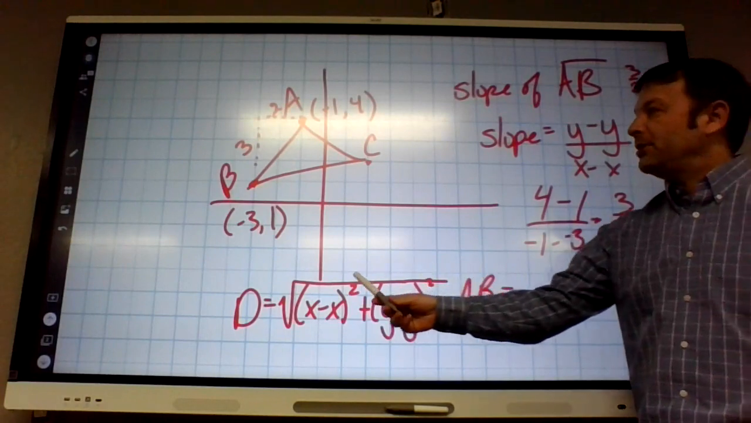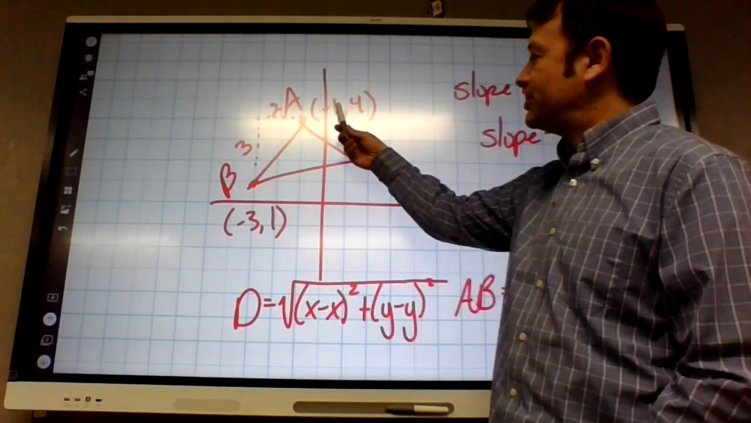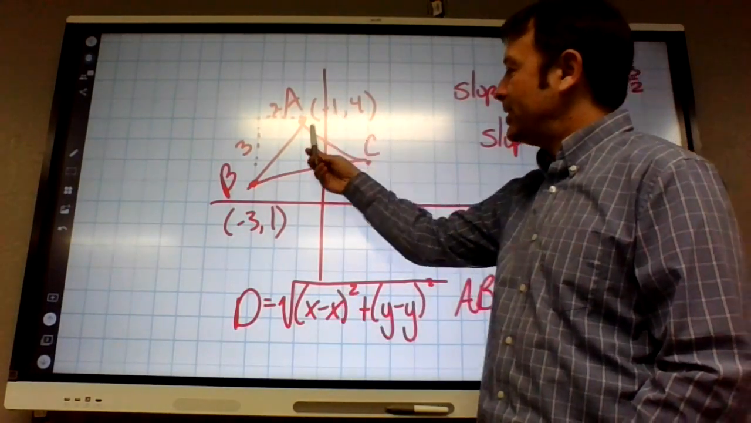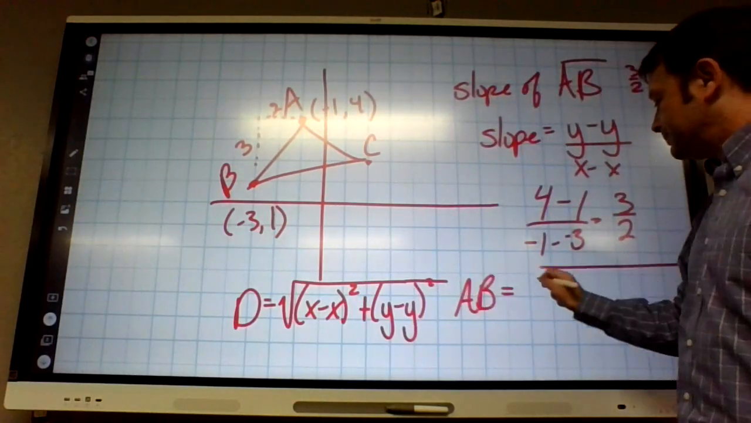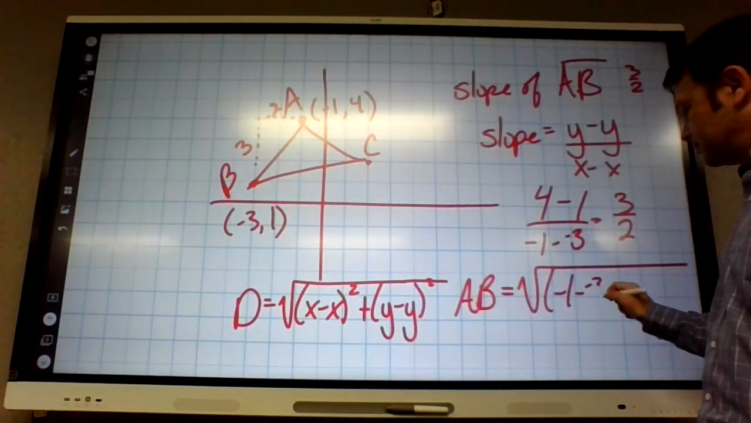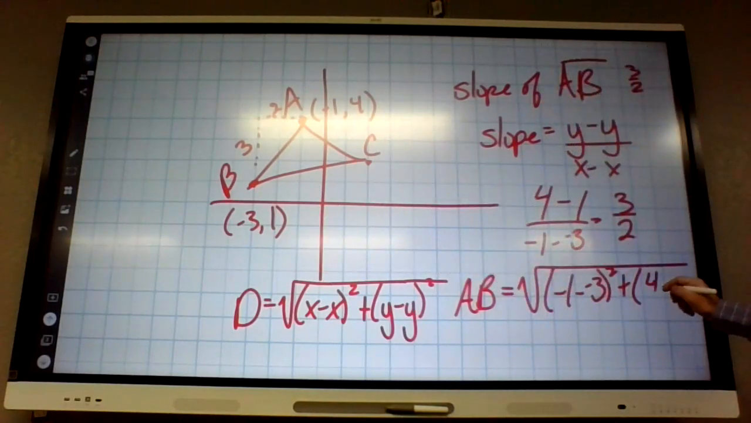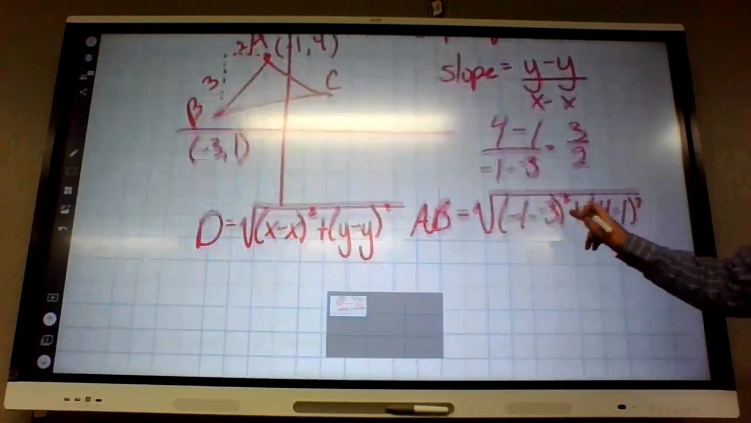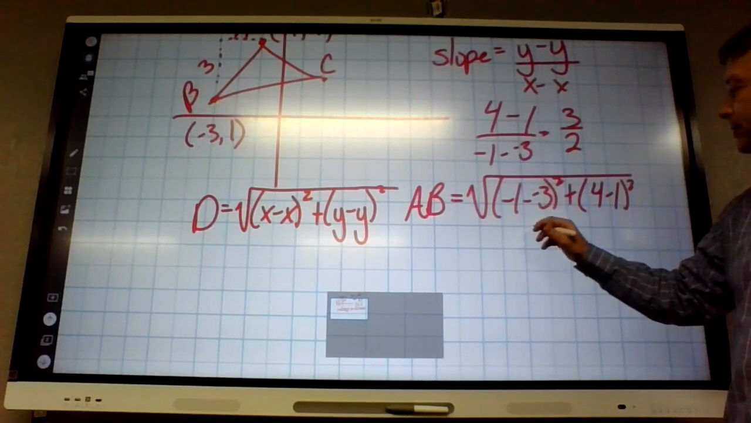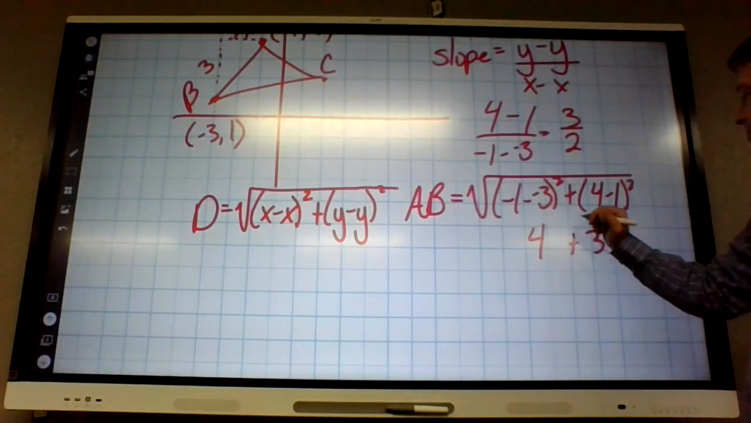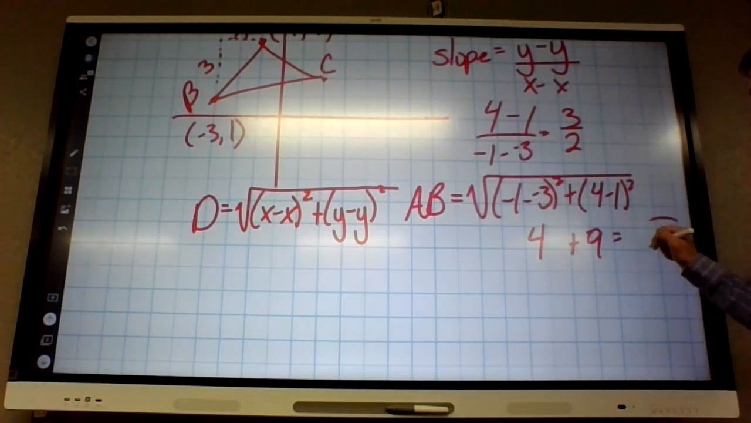All right, so this one would be x minus x. I'm just reminding you how this goes. So it would be -1 minus -3, squared, plus y minus y, 4 minus 1, squared. And that would be 2 squared plus 3 squared, square root of 13.